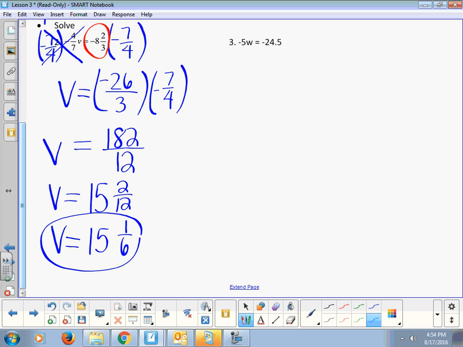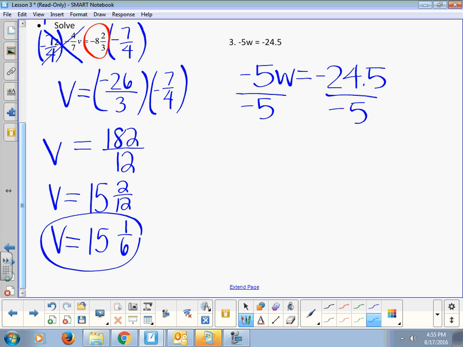For number 3, we have -5w equals -24.5, and we're going to divide both sides by -5. This will cancel equal 1. 1 times w is w. A negative divided by negative is a positive, and 24.5 divided by 5 is 4.9.